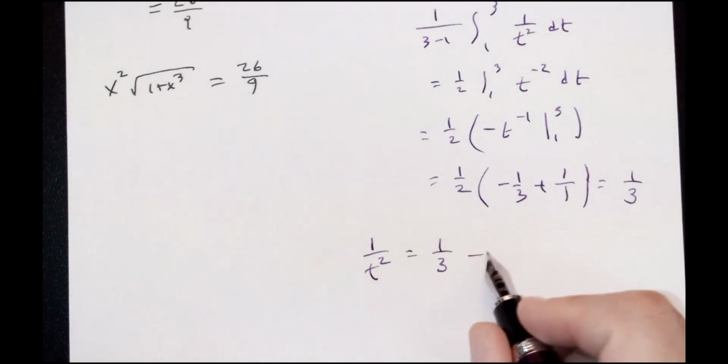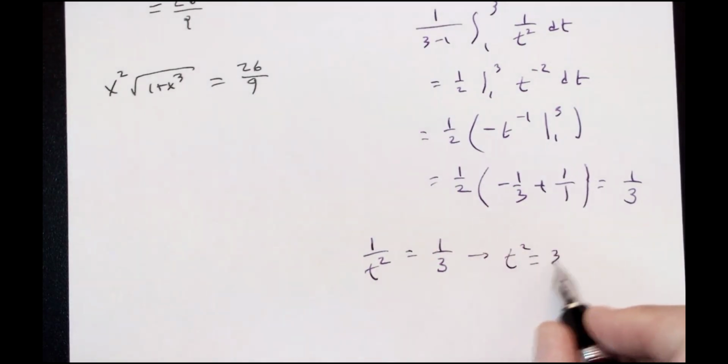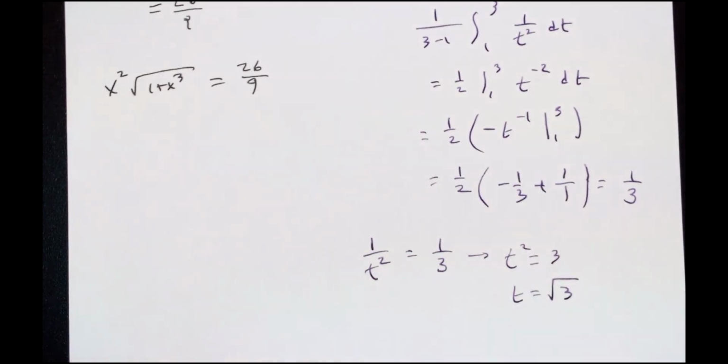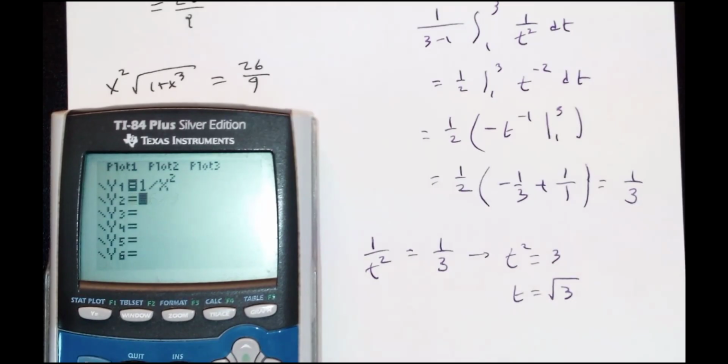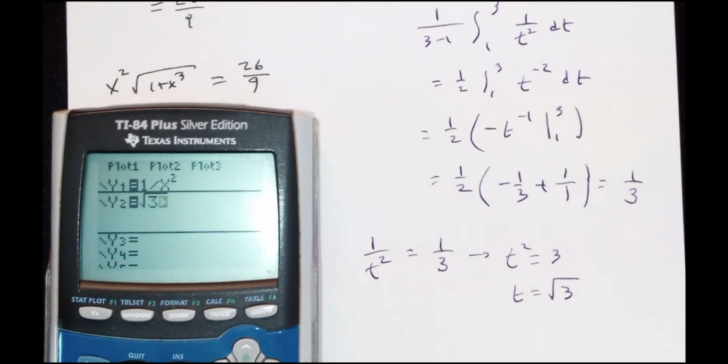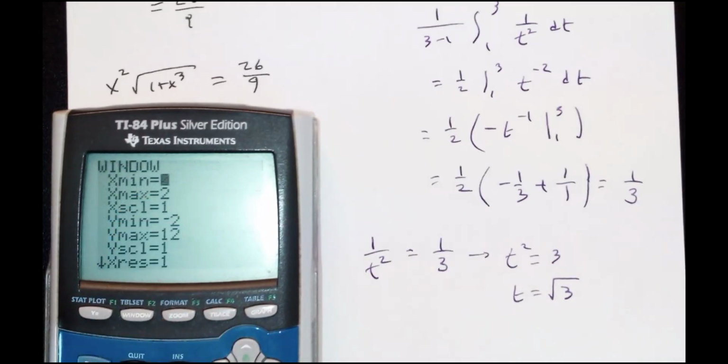So I cross multiply. I get t squared is 3. So I get t is the square root of 3, because I don't care about the negative one. That's not between the 1 and 3 that was the interval in our problem. One over x squared, square root 3, window, not from 0 to 2, but from 1 to 3 instead.